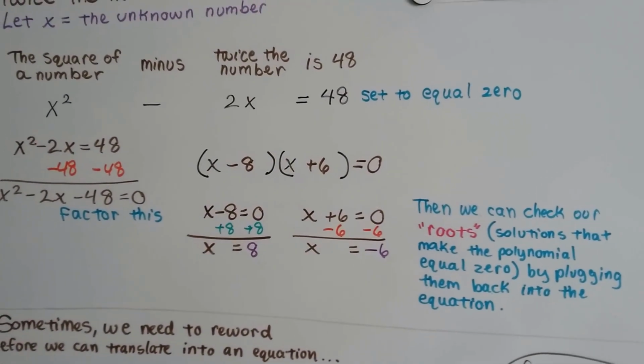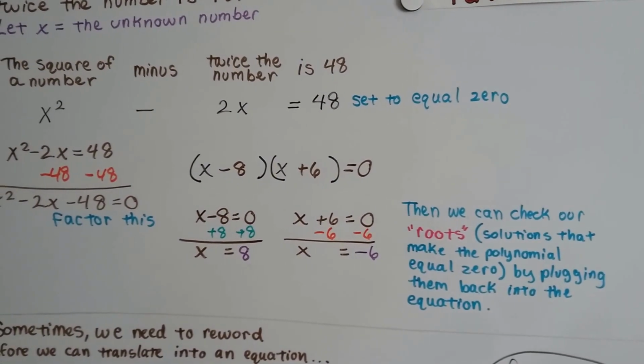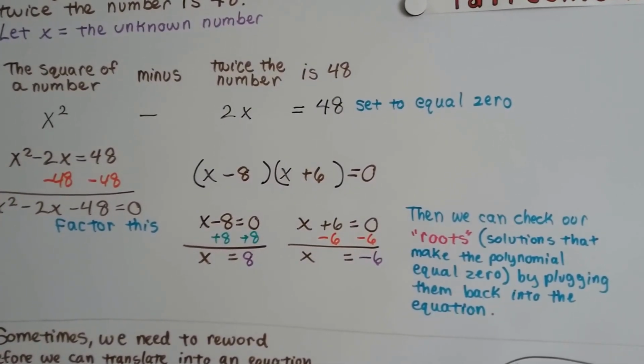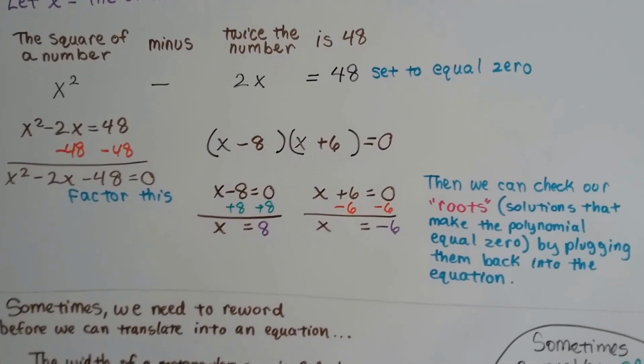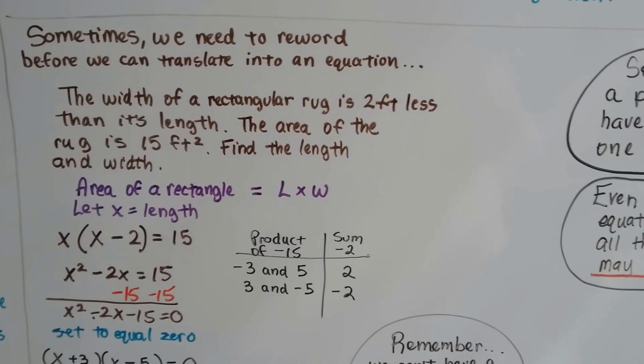We can plug these back into this equation and see if it works, and check to see if the roots fit. Those are the solutions that make the polynomial equal 0. We just plug them back in, and they do work. I'm trying to save room on the dry erase board because I've got all this to write.